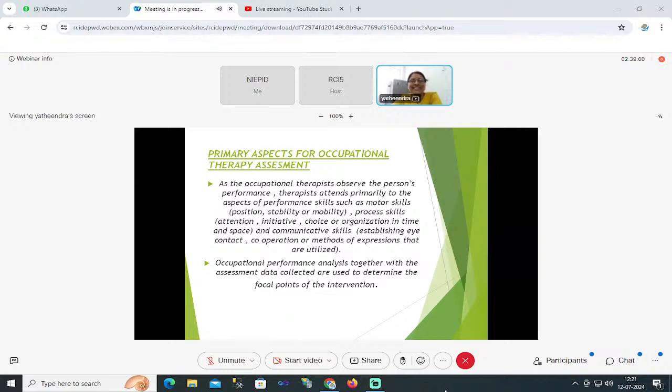Then communicative skills: establishing eye contact, cooperation, or the methods of expression that are utilized. How is the child communicating with other people by gesture, whether the child is verbal or non-verbal? If he's non-verbal, is he communicating by gestures, does he make eye contact or not? How are his cognitive skills, whether the child is able to understand others' instructions or not. Occupational performance analysis together with the assessment data collected are used to determine the focal points of the intervention.